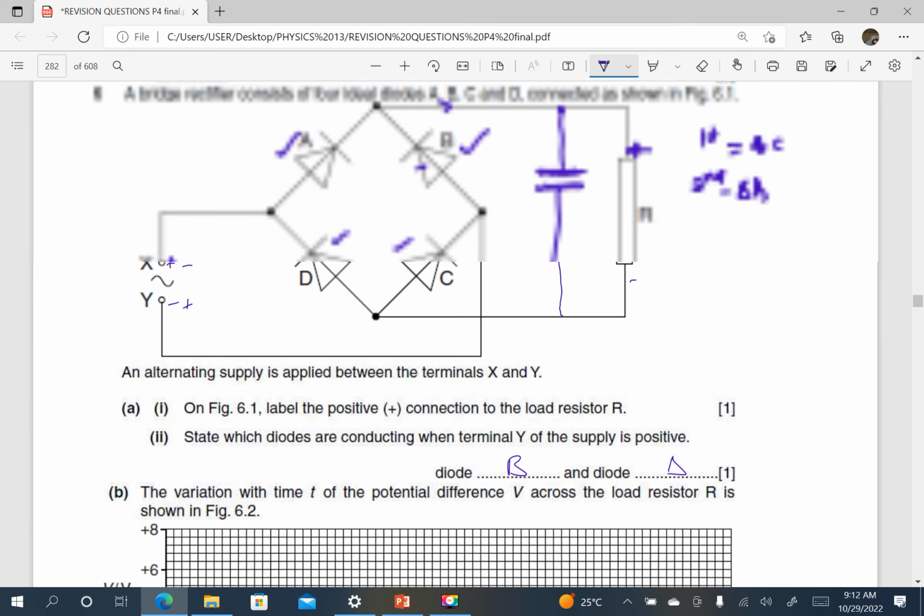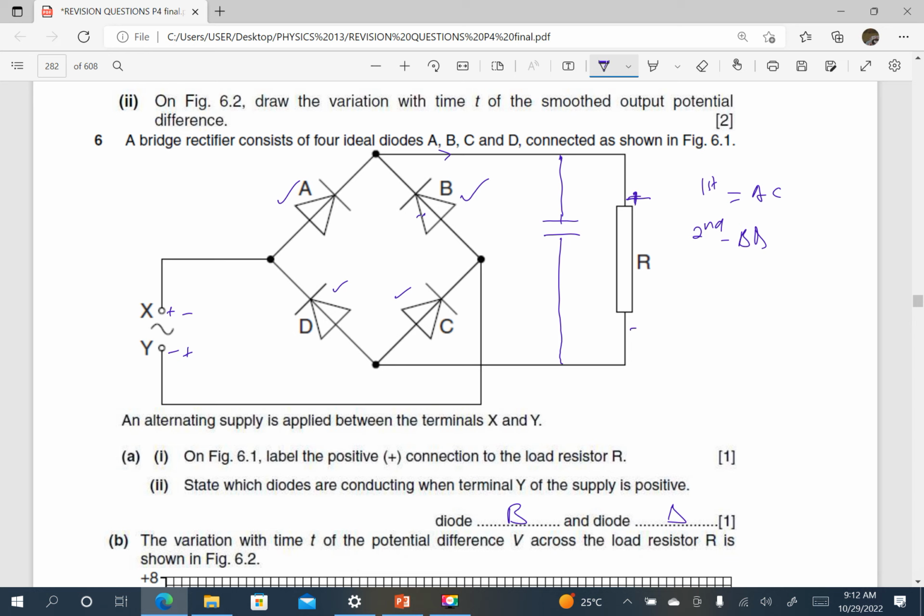When we look at this circuit here, let's check. For the first half cycle, X is positive, A conducts, it takes that route from the top, and it comes to C and comes back to Y. When Y is positive, then it flows through B, it goes to the load, and it comes back to D and back to X.